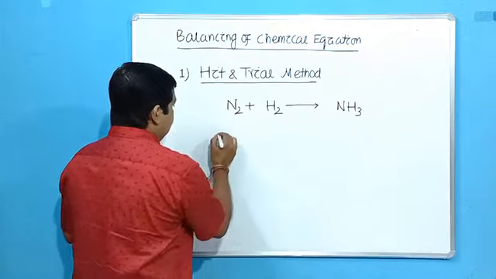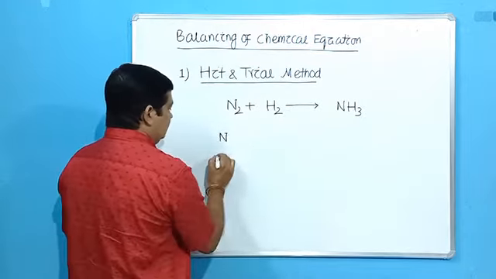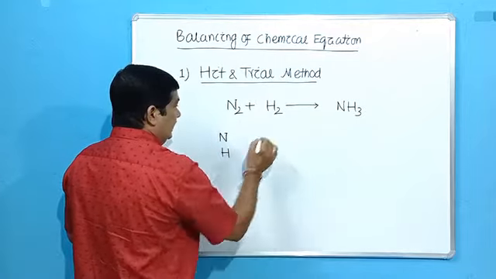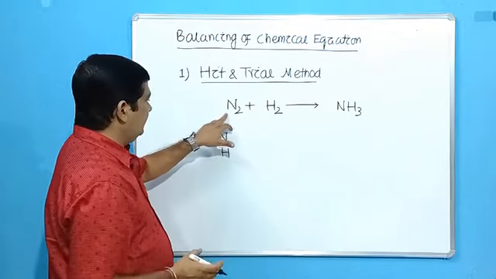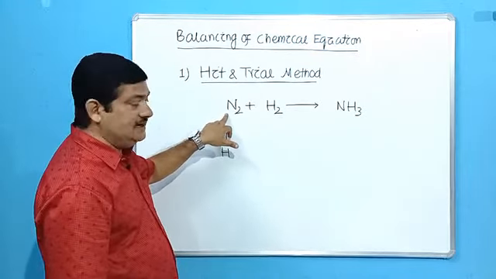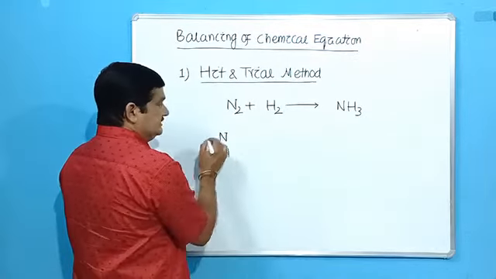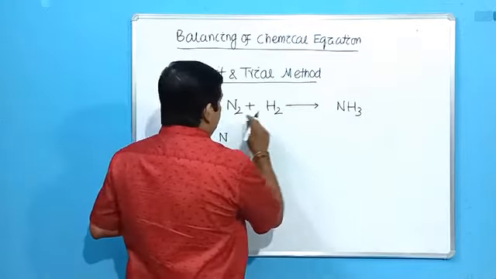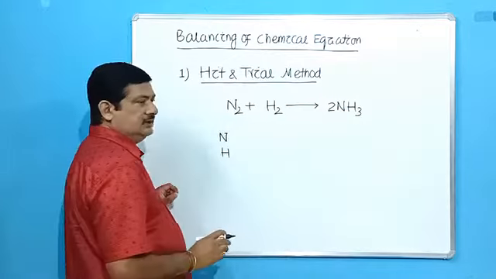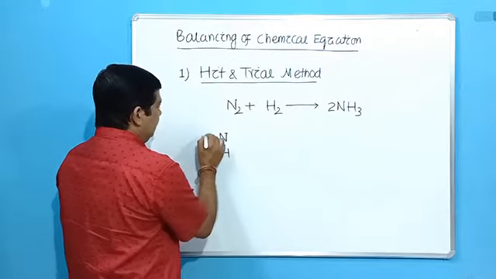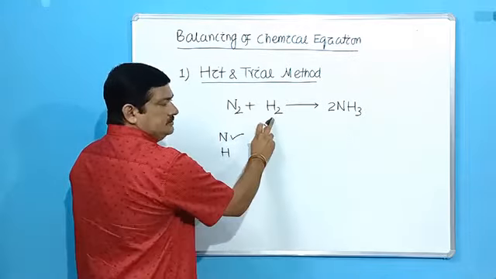So what we need to do? Now we need to write down the corresponding elements present here: nitrogen and hydrogen, these two only. Okay. So look, there are 2 nitrogen atoms on left hand side, that means reactant side, 1 on the product side. So we need to balance it. How? Now 2 here, 1 here. So we can multiply 2 here. Now nitrogen becomes balanced. Look, it is balanced. Both sides, 2, 2.